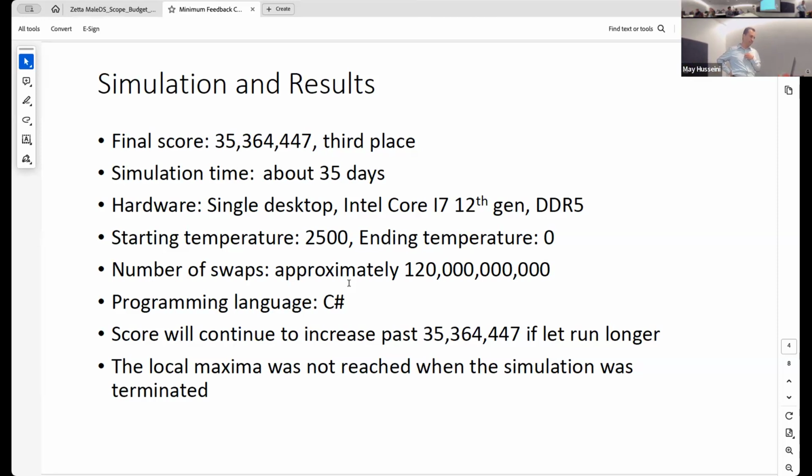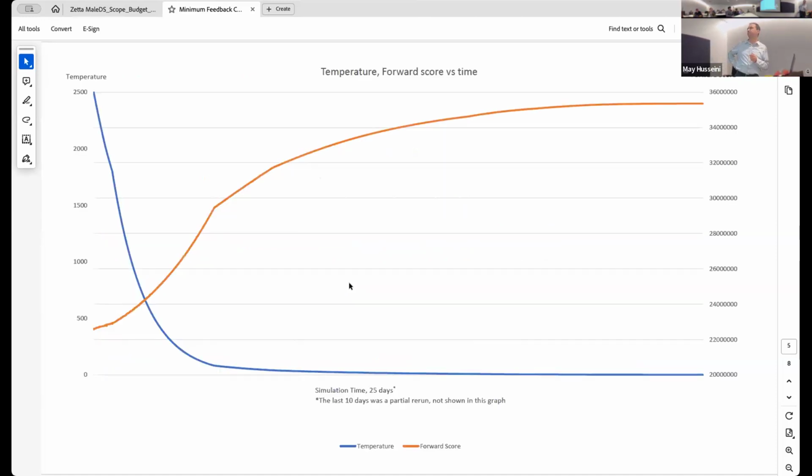I did not hit the local maxima, so if I would let it run longer, the score would increase, but the return on investment started to go down. So pretty much you spend a day for like 1,000 points, which kind of becomes not economic anymore.